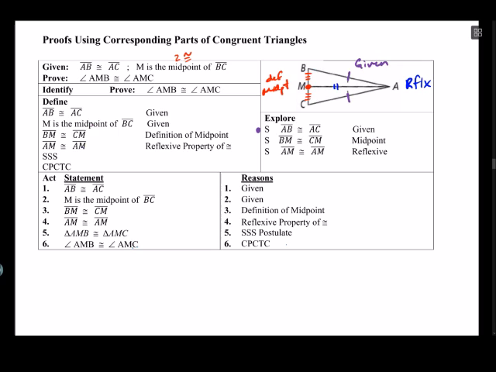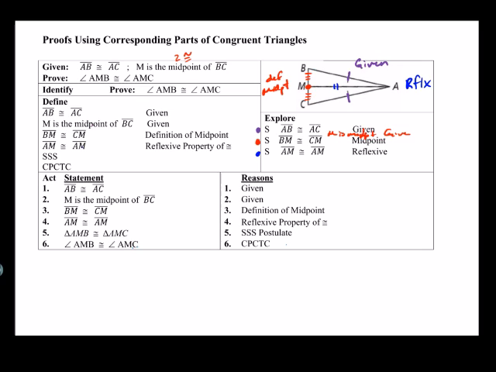And then we have our next side here, our red side, is by midpoint. We are given that M is the midpoint. Midpoint. That's just given to us. And then we can say that our side is congruent by definition of midpoint. And our third side, our blue side, is the reflexive property of congruence.